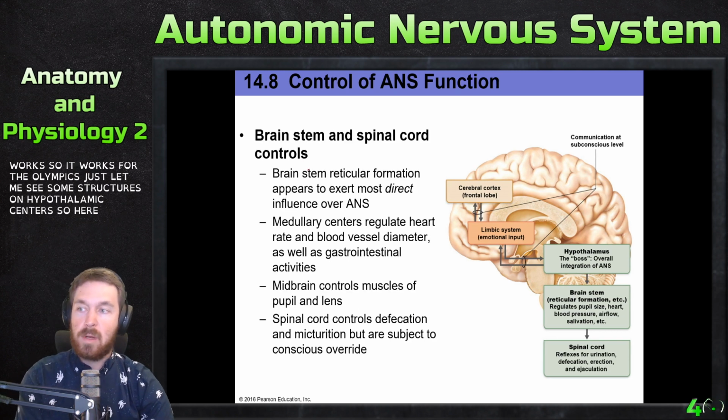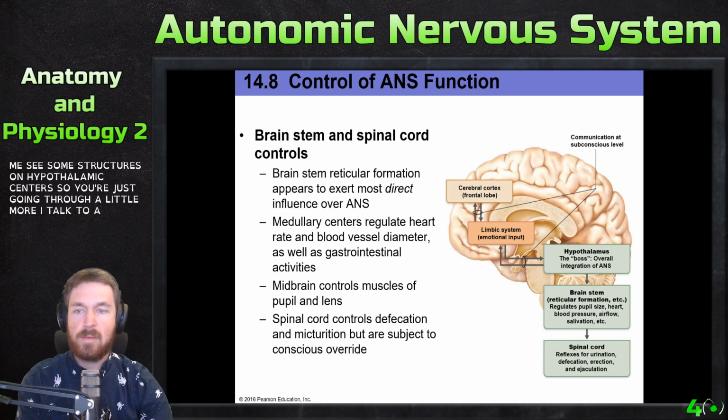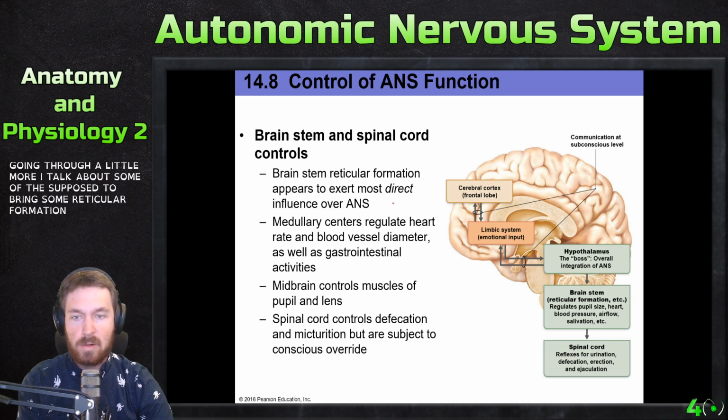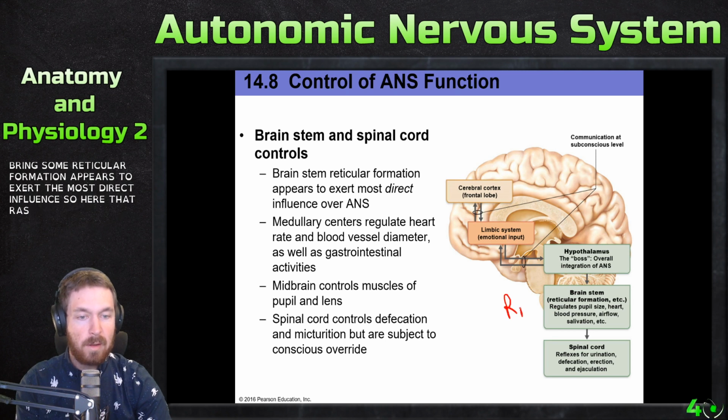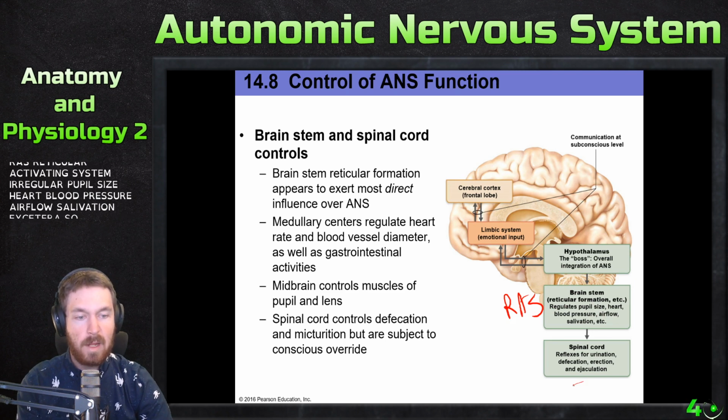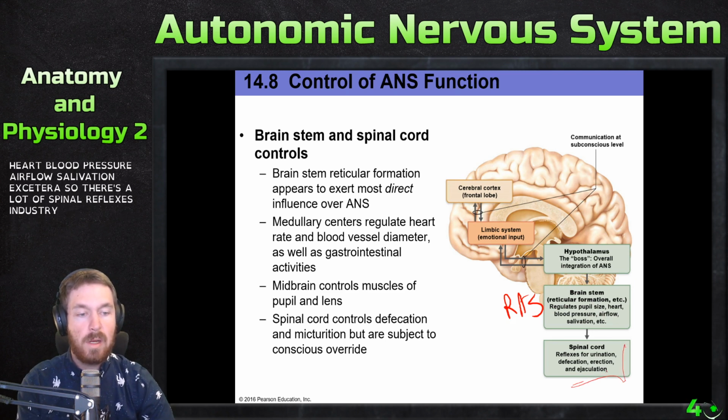So here, just going through a little more, I talked about some of this, but the brainstem reticular formation appears to exert the most direct influence. So here, that RAS, reticular activating system, regulates pupil size, heart, blood pressure, airflow, salivation, etc. So there's a lot of spinal reflexes in this region here as well.